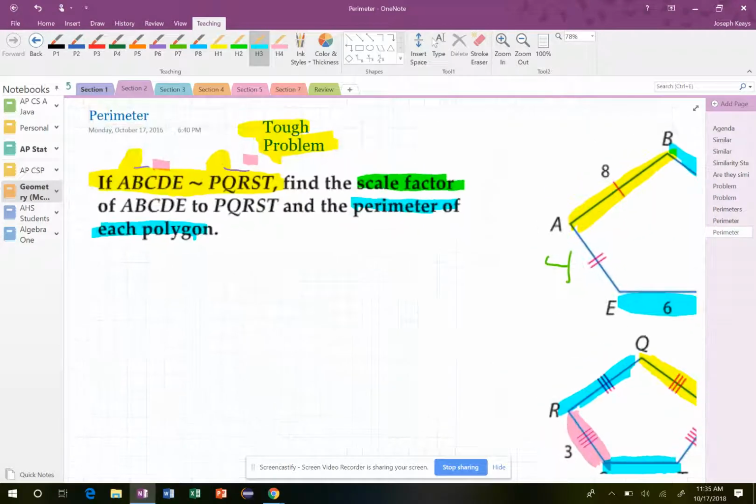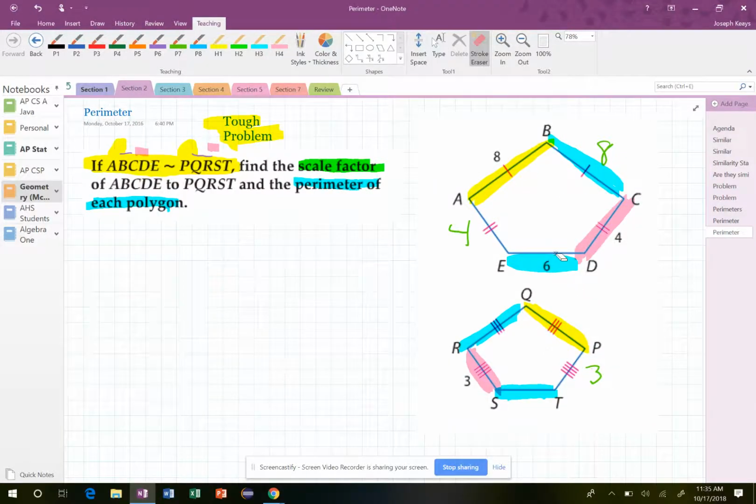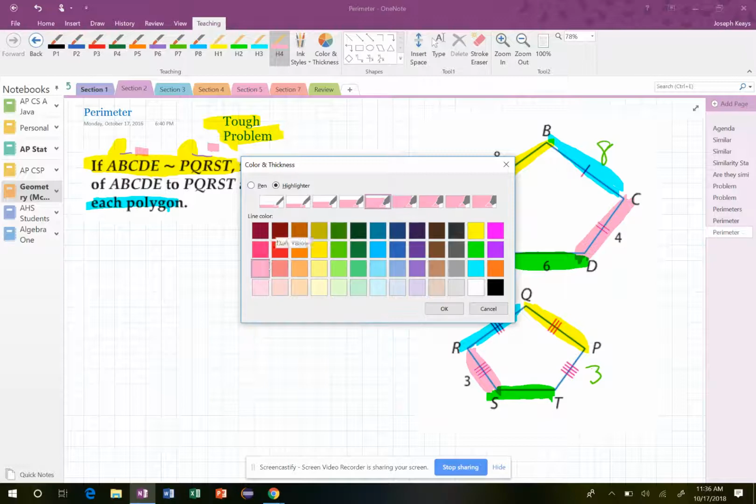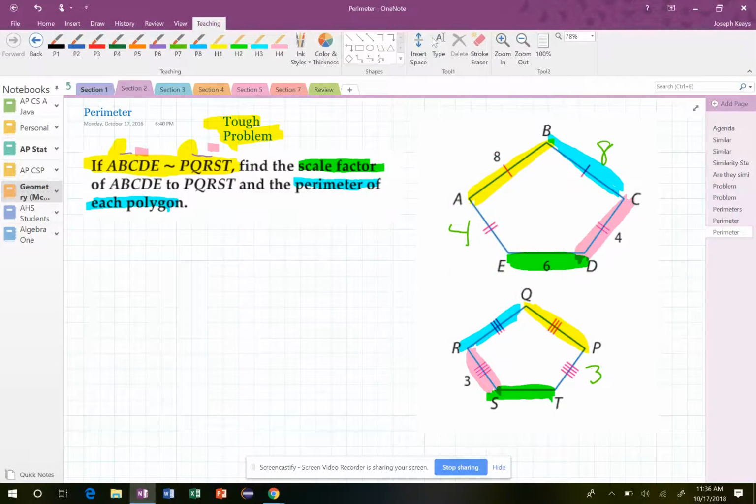Whoops, I used the same exact color. I didn't want to do that. Use green. These two are the same. And then this last color, I have to kind of make a custom color in here. Let me do this light purple. This one is going to be matched up with that one.